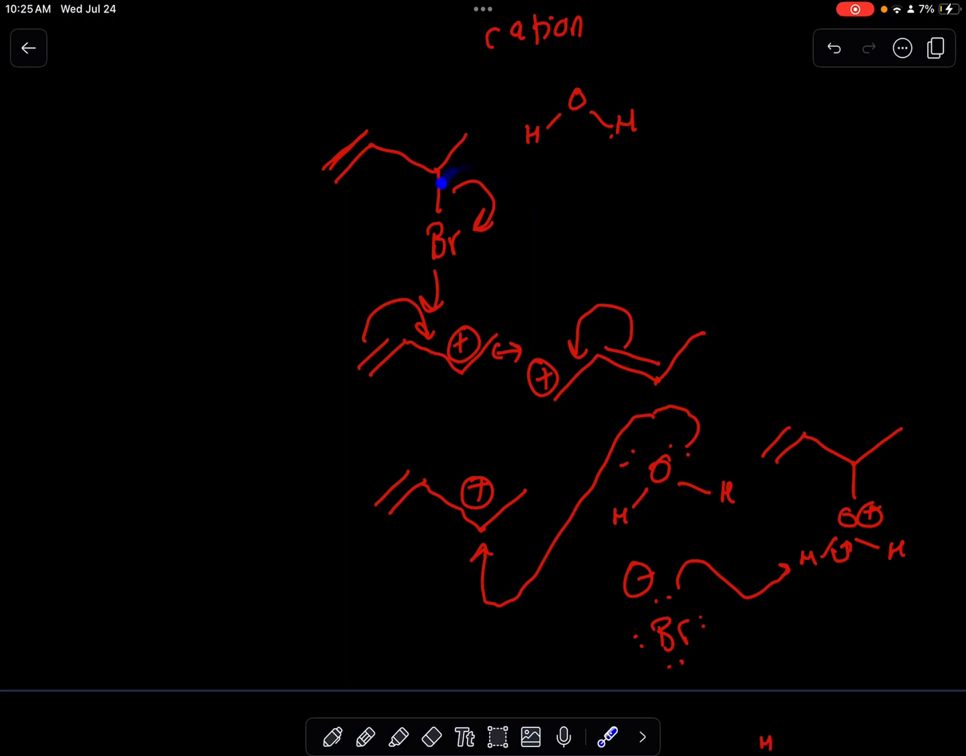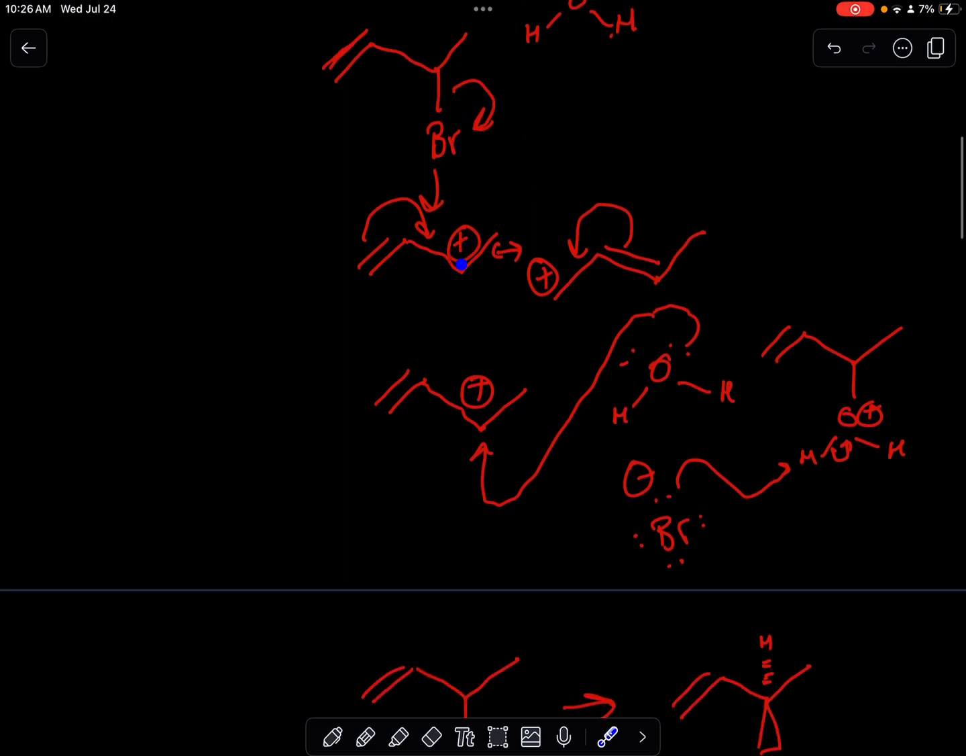So I've illustrated that step here. First, the leaving group is going to go. Then you get your cation. Then this double bond is going to move and stabilize that cation. And so what you get is this. You get the cation existing here and here in these two resonance forms. Because remember, the double bond is going to donate electron density to this carbon, which is electron deficient.